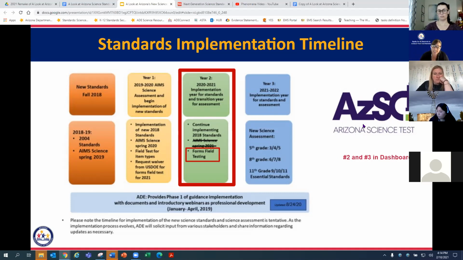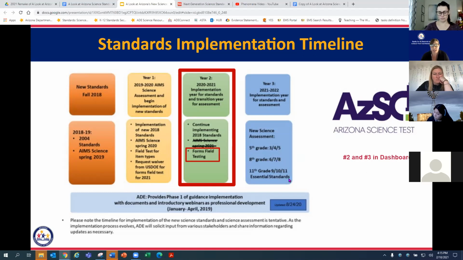Now, if you're wondering about this science assessment, everything we're going to discuss today is literally going to be on there. It's a three-dimensional test, and our standards are what's called three-dimensional. So the way it's going to work is fifth grade will be assessed on standards from third, fourth, and fifth. So it's a grade band test, not just a grade level test. Eighth grade will be assessed on the sixth, seventh, and eighth grade standards. And 11th grade will be assessed on 9, 10, and 11, what's called the essential standards.